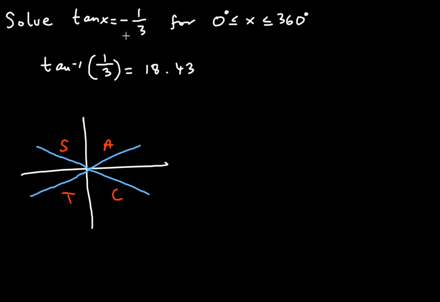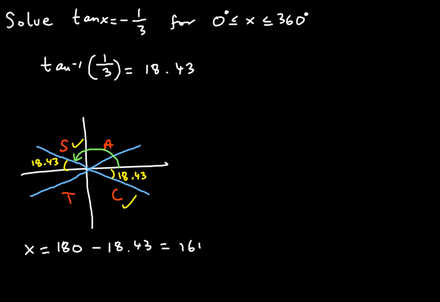And for this equation, we can see that tan is negative. So it would be this quadrant and this quadrant. And then you just measure from the initial line. So that would be 180 minus 18.43. So that gives 161.57.